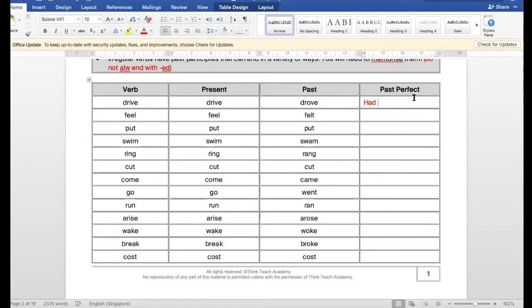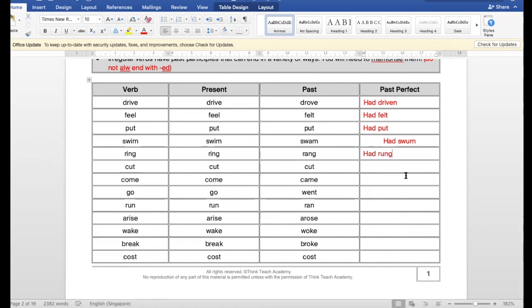So drive, drove. Can you make sure you take a red or green pen to mark this section? Drive, drove. On this side, we would say had driven. This would be past perfect tense. Feel, felt. Then here would be had felt. Put is the same thing. Still had put. Swim, swam. Past perfect tense would be had swam. Ring, rang. Past perfect tense would be had rung.